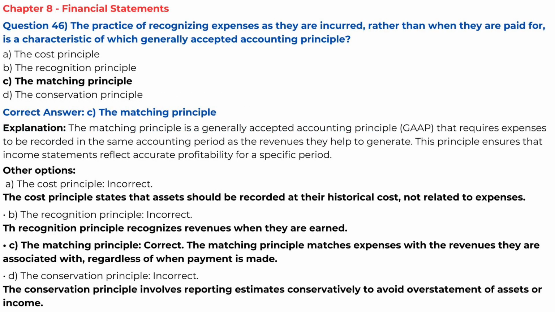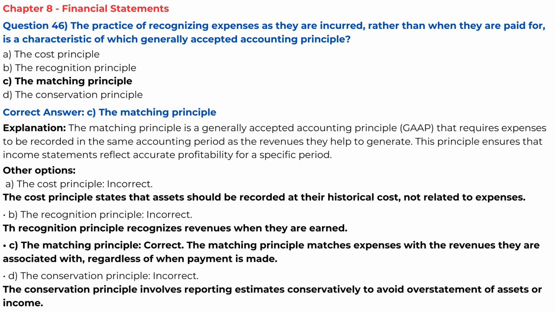Question 46. The practice of recognizing expenses as they are incurred, rather than when they are paid for, is a characteristic of which generally accepted accounting principle? Correct answer, C. The matching principle. Explanation. The matching principle is a generally accepted accounting principle, GAAP, that requires expenses to be recorded in the same accounting period as the revenues they help to generate. This principle ensures that income statements reflect accurate profitability for a specific period.